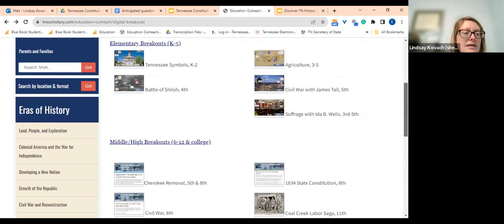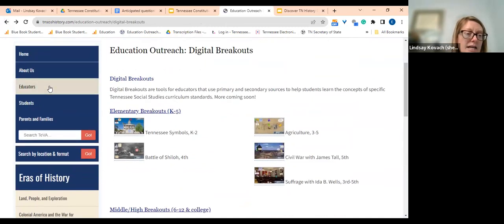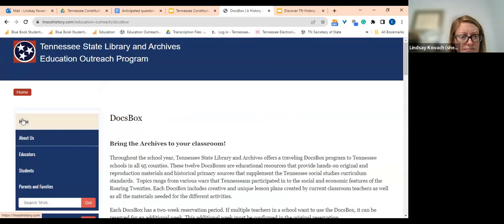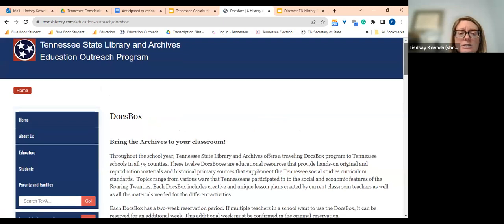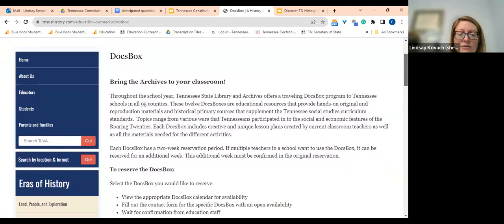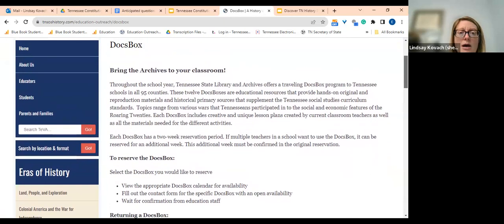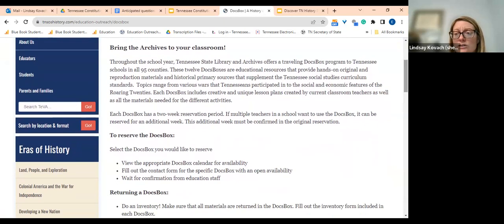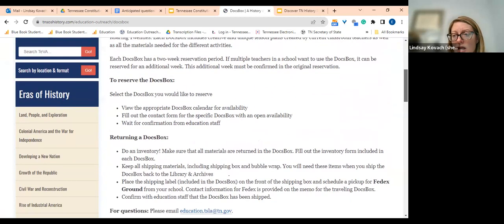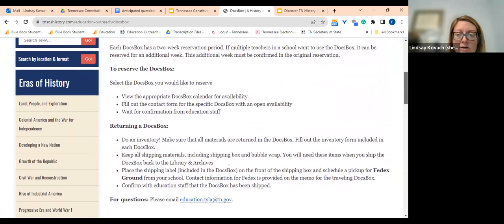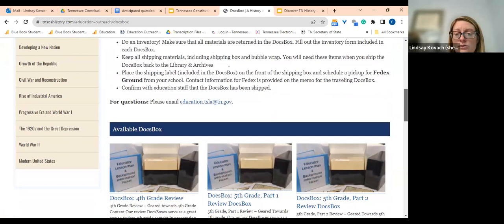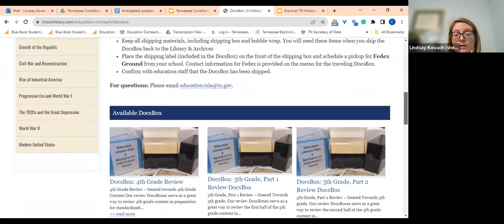Okay, and then let's see here. Go back to the educators, and I'm going to quickly go over the DocsBox page. So here are DocsBoxes. This is one of our most popular resources that we do have available for teachers. As you can see, we do reserve these DocsBoxes, and Gina, who is on this Zoom, is our DocsBox coordinator. We do have several of them that you can rent basically for free.